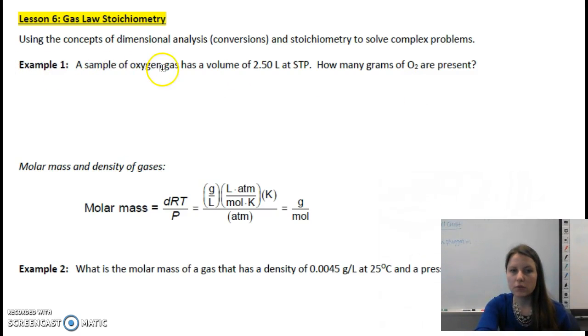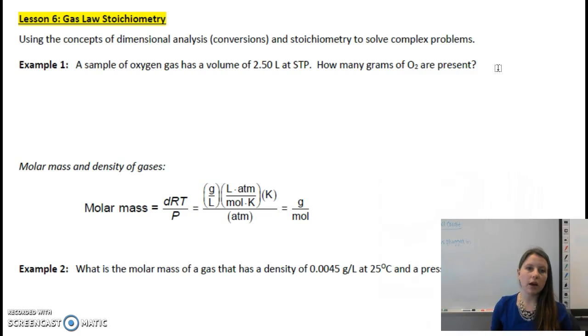It says a sample of oxygen gas has a volume of 2.5 liters at STP. I will always tell you what STP means. STP stands for standard temperature and pressure. Standard temperature is 273 Kelvin, whereas standard pressure is 1 atmosphere. We want to know how many grams of O2 are present. So this is where your stoichiometry skills from earlier in the year are going to come back into play here.